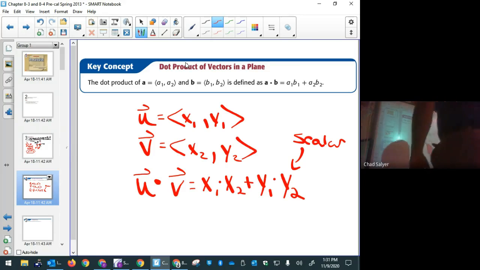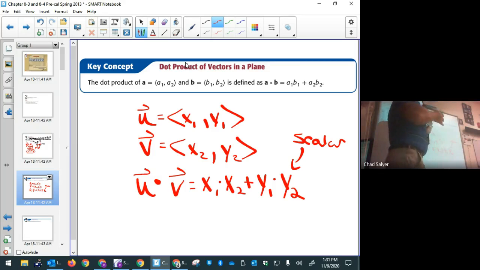Now, they usually do okay on the Chapter 8 quiz because they've just had it. But when we get to the Chapter 8, 9, 10 test, a lot of times people will forget, and they'll give me an answer in the form of a vector, which is totally wrong. Don't do that.